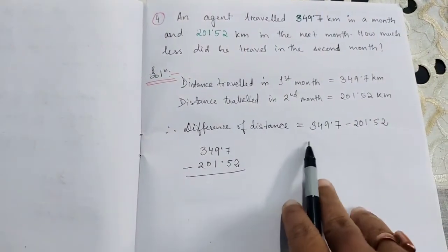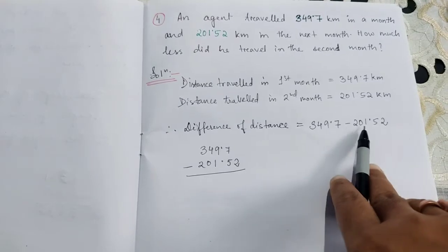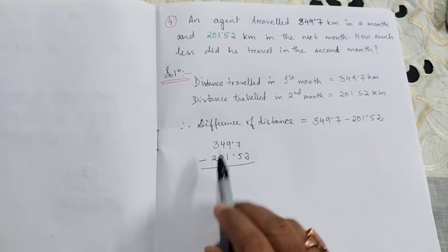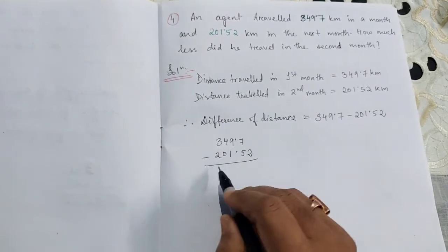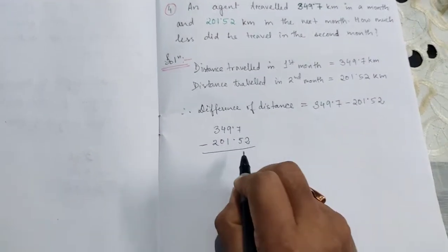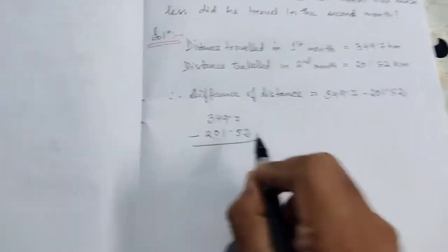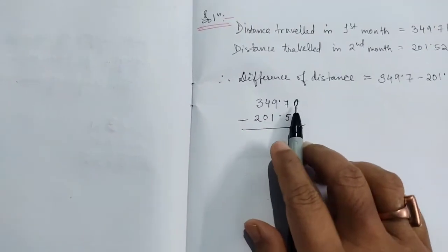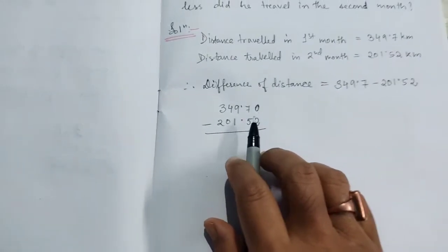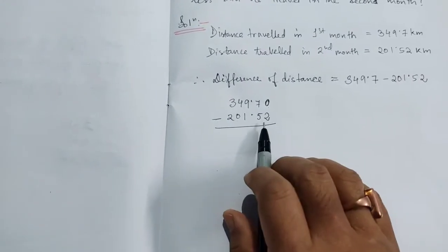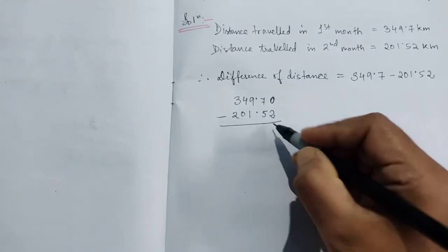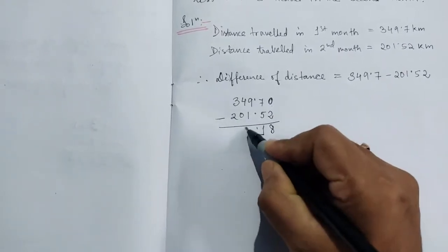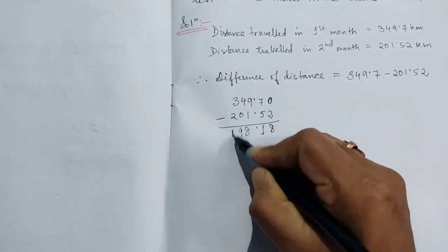Here we will have to subtract: 349.7 minus 201.52. Here you can see no number is there, so you will put 0, because putting 0 here will not change the value. Now we will do subtraction. You take borrow: 10 minus 2 is 8. Then 6 minus 5 is 1. Then 9 minus 1 is 8, 4, then 1.